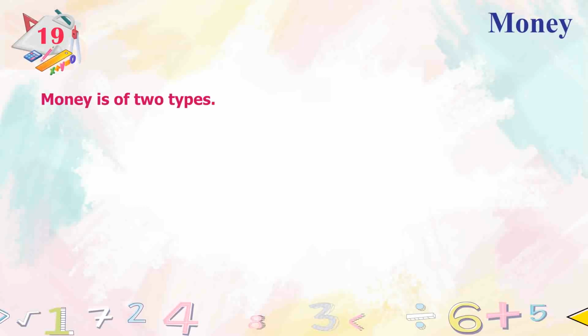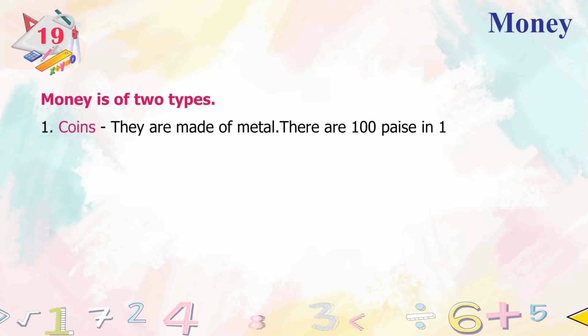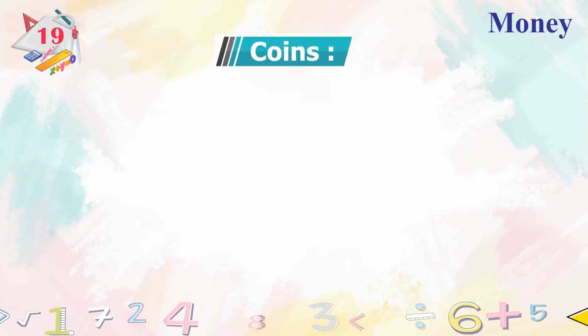December. Chapter 19. Money. Money is of two types. 1. Coins, they are made of metal. There are 100 paise in 1 rupee. Rupee is the symbol of Indian rupee.